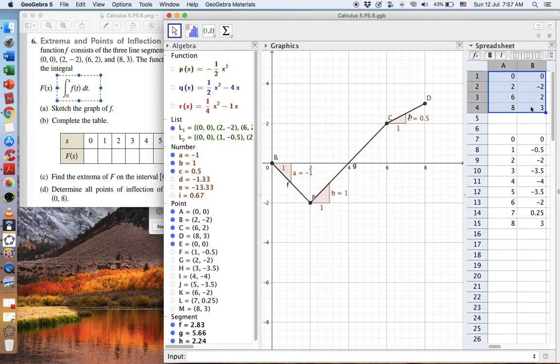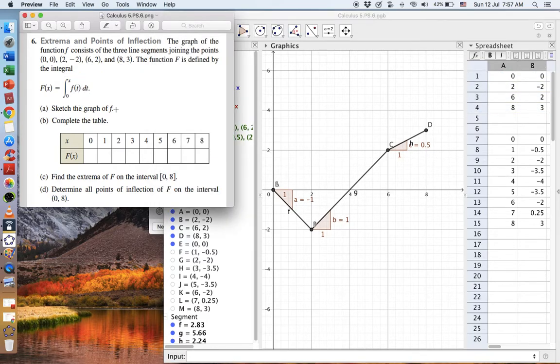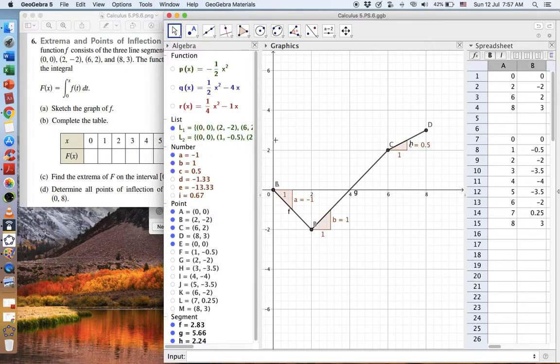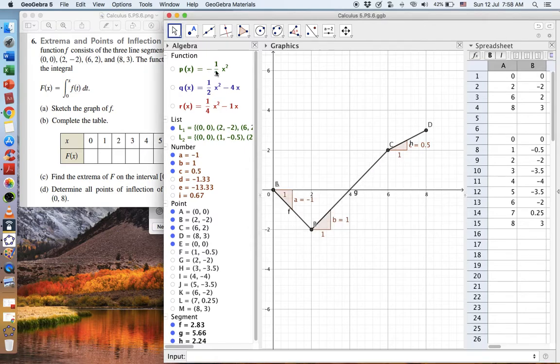So all I've done here is enter these values into the spreadsheet, and then in order to find the antiderivative here, sketch the graph of f. We've done that. Complete the table. To complete the table, we're looking for the integral, and these are very simple integrals. We've got a segment here that has a slope of -1. We have y-intercept of 0. And so the integral clearly is -1/2 x squared, that function there.